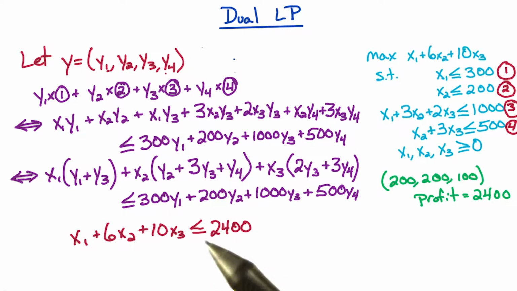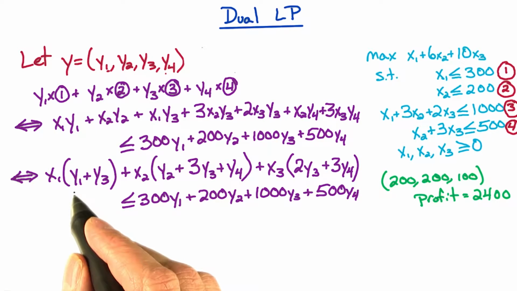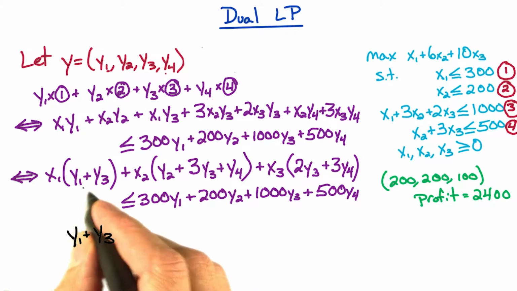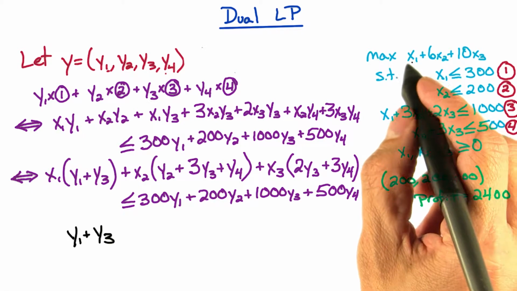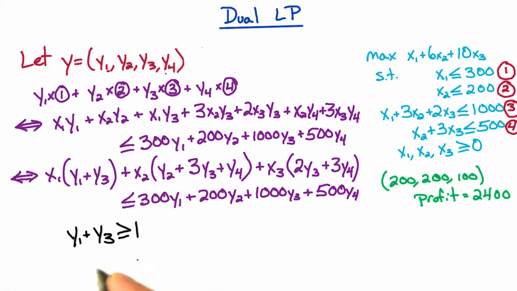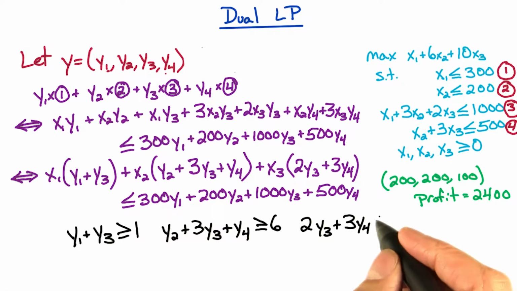What are the conditions, once again, that we need on this y? Well, we need that this left-hand side is at least the objective function. So we need that the coefficient for x1, which is y1 plus y3, is at least the coefficient of x1 in the objective function. So we need that y1 plus y3 is at least 1. Similarly, for x2, we need that y2 plus 3y3 plus y4 is at least 6, and 2y3 plus 3y4 is at least 10.